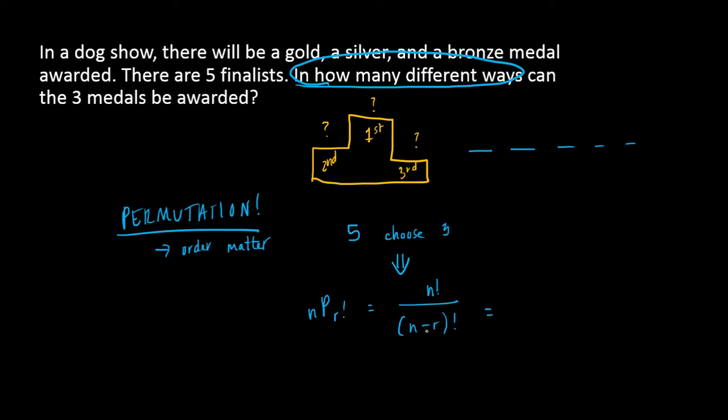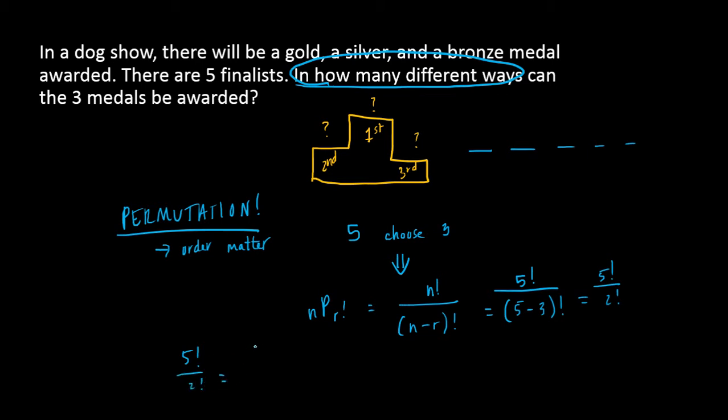So this is equal to n being the number of dogs we have, so 5 factorial over, I'm going to choose 3 of them, so r is 3. So 5 factorial over 5 minus 3 factorial, which is 5 factorial over 2 factorial. And bringing it down here, 5 factorial over 2 factorial.